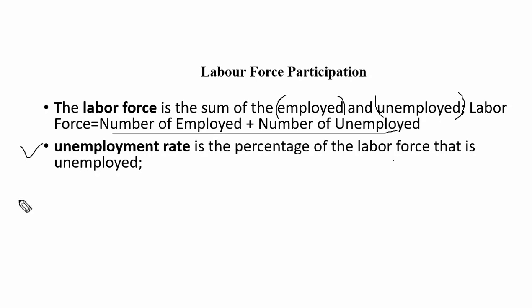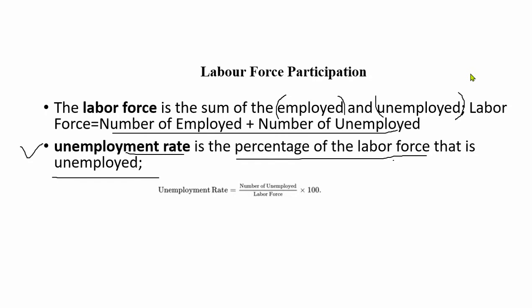And again, we need to know what is unemployment rate. So unemployment rate is the percentage of the labor force that is unemployed. Okay, and it is given by this equation, that is unemployment rate equals number of unemployed divided by labor force into 100. So this is the equation for unemployment rate. So we are only taking into the number of people who are unemployed, and we are looking at that by having the denominator as labor force.